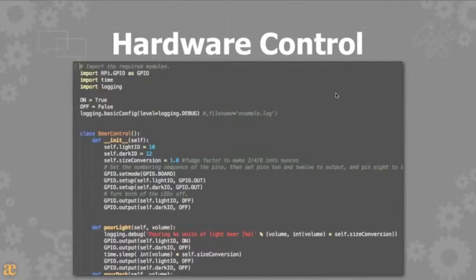But whatever the time is, we go to sleep for that amount of time, then we turn our light beer off by toggling the pin. So again, all we did to control our beer was we drove an I/O pin on, and then we drove it off after sleeping for some period of time.